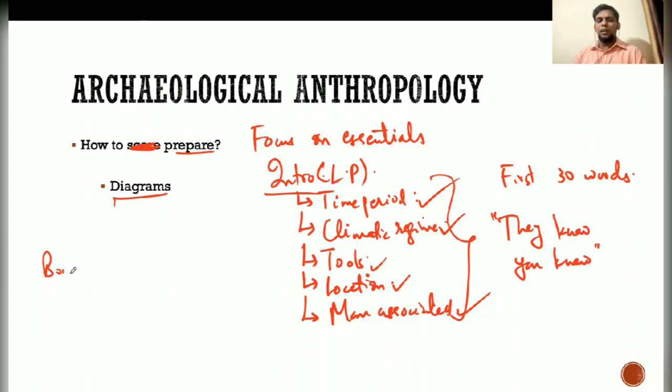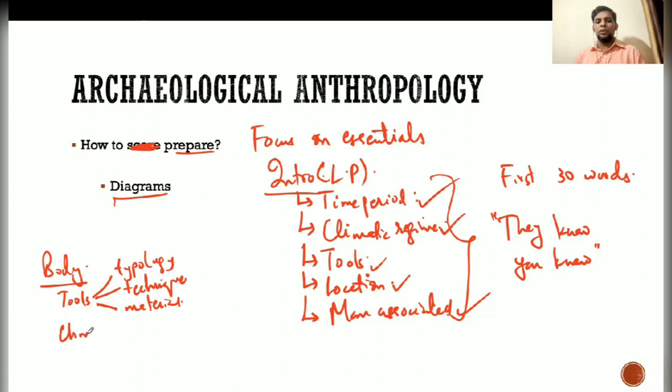So in the body, some of the elements that I would tell you is, focus on the tools. Within the tools, it could be the typology, it could be the tool techniques of manufacturing, the materials used and so on. Climatic regime, you've already mentioned here, but in case you want to talk about it, you could focus, especially if it is a transitional period like your Mesolithic, because it ties into that. Or if it's middle Paleolithic, very, very cold, so it ties into that.